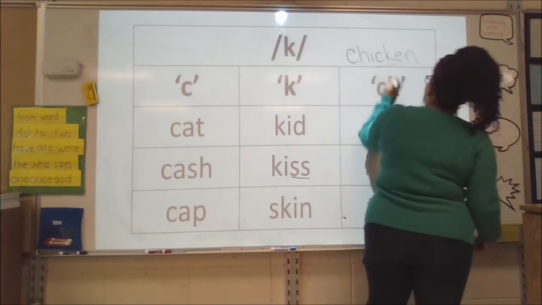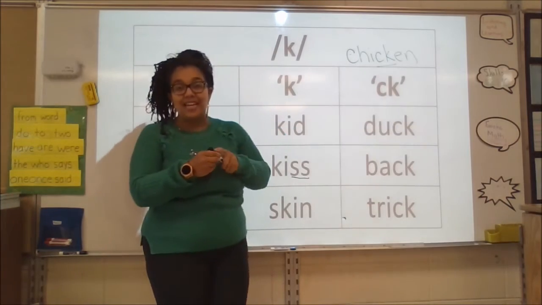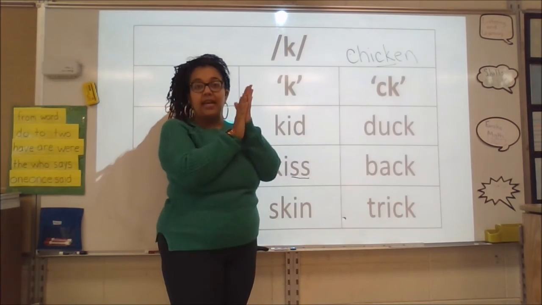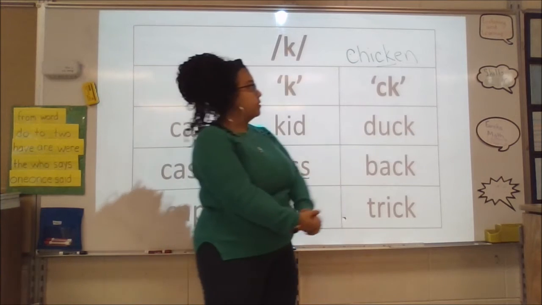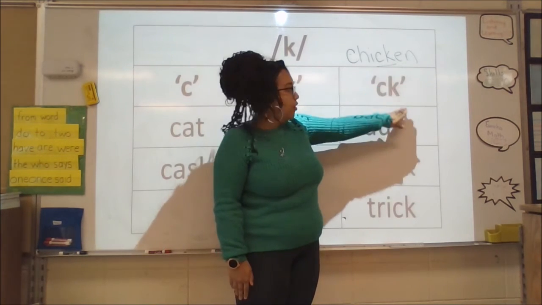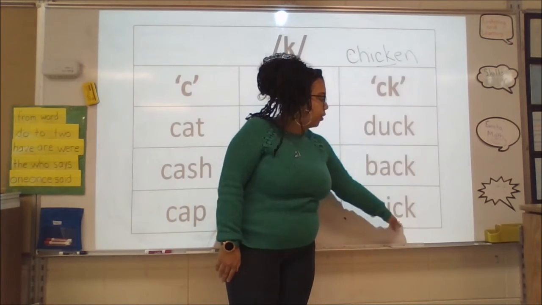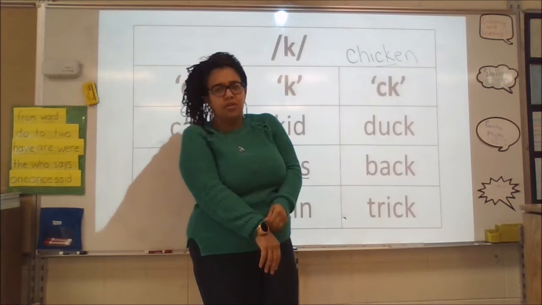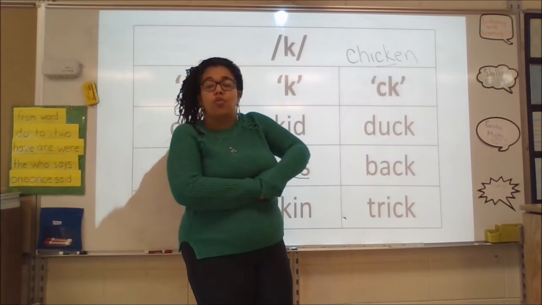This is one of my favorites. It says chicken. And if you clap chicken, it's two syllables. And we use the CK at the end of a syllable, either the end of a syllable or the end of a word. Never at the beginning. We don't use that spelling pattern, that spelling rule there.